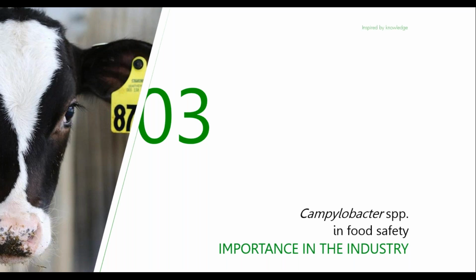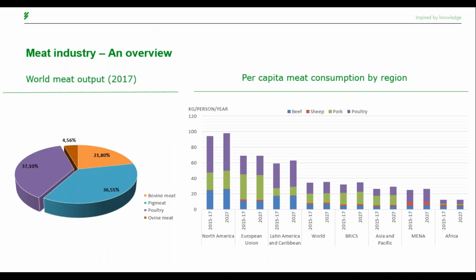Since meat is the main source of Campylobacteriosis, we will overview quickly the meat industry. Here on the left, we have a pie chart with 2017 data from the Food and Agriculture Organization of the United Nations, or FAO, of the world meat output. As we can observe in blue, pig meat is the principal produced meat, followed by poultry in purple, which, as we've mentioned before, is the main concern when talking about Campylobacter. In third place, we have bovine meat, and lastly, ovine meat with a small percentage.